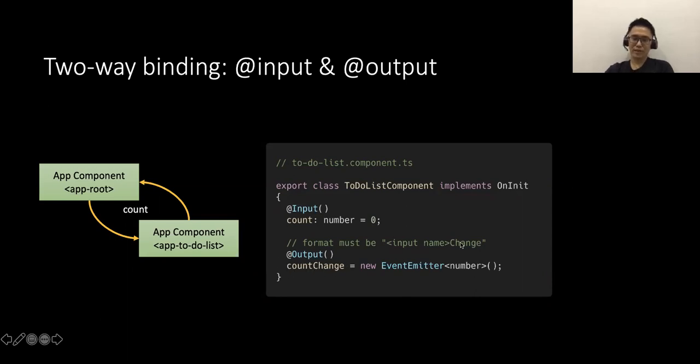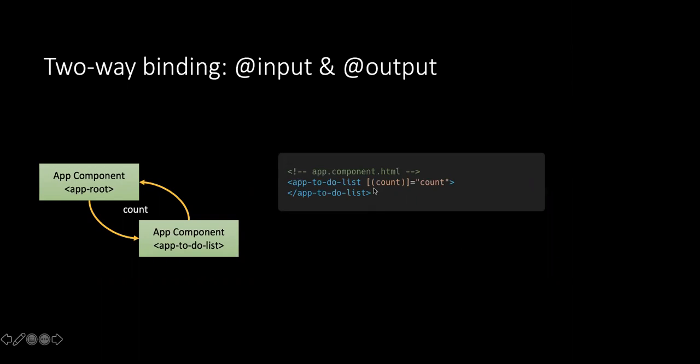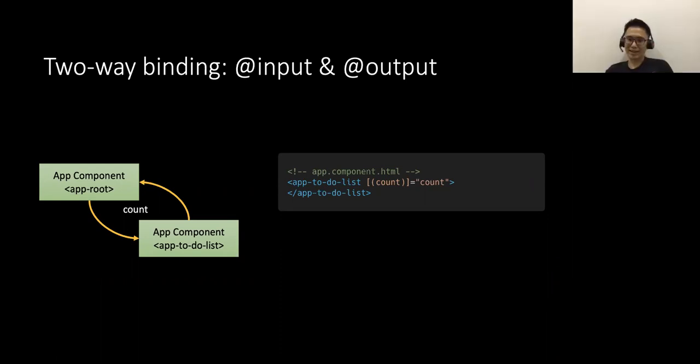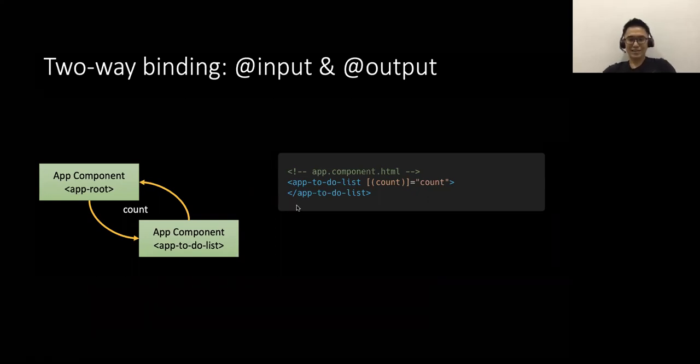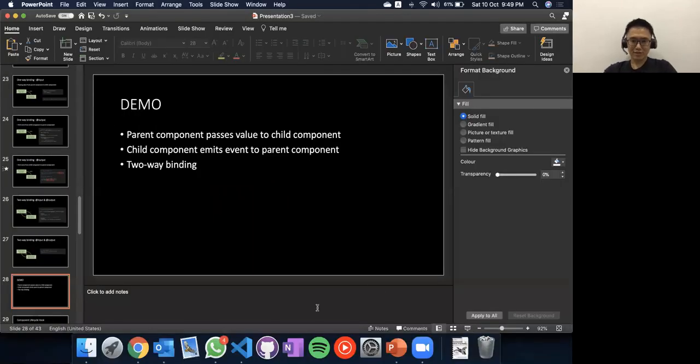Okay, next. To use that, just now the input is square bracket, the output is round bracket. Now for two-way binding, we have to put two brackets, but the square bracket has to be outside, the round bracket has to be inside, then followed by the attribute name. Okay, let me show you how.